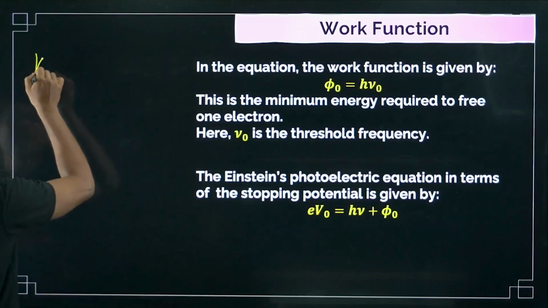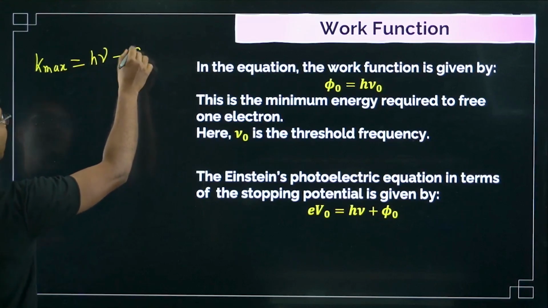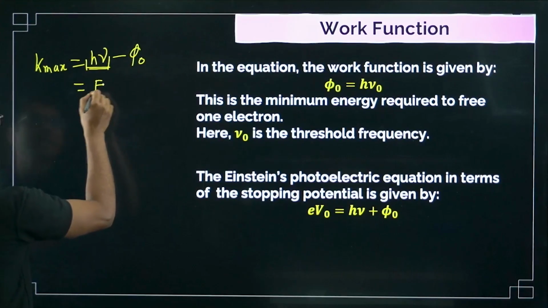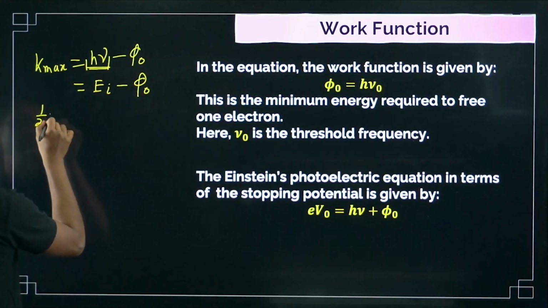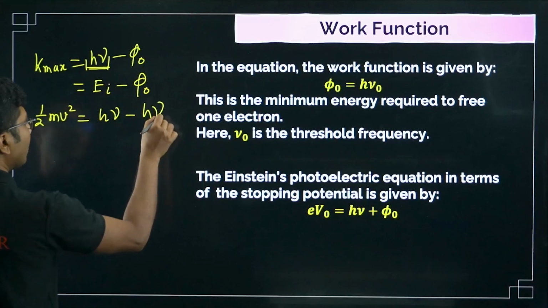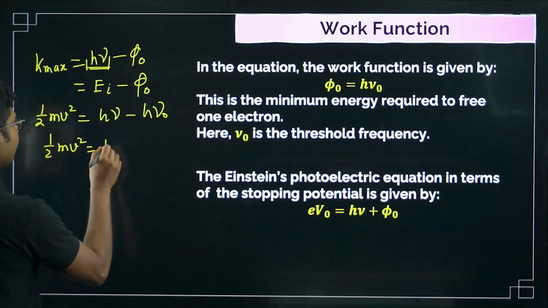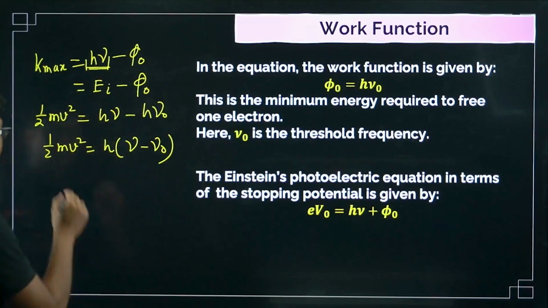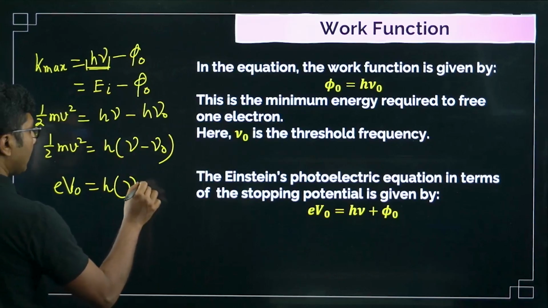First of all, K max equals h nu minus phi naught. Here h nu is the energy of the incident photon. Sometimes you can write this as energy of the incident photon minus phi naught. Sometimes you write this as half mv square equals h nu minus h nu naught, or half mv square equals h times nu minus nu naught. This is another form. These are all forms of the same equation, and sometimes it is written as eV naught, this is the stopping potential, equals h times nu minus nu naught.